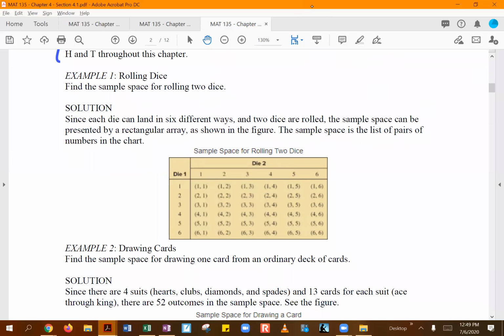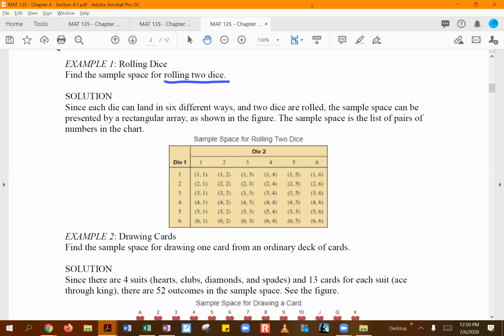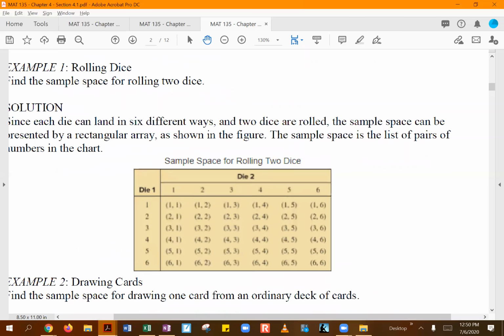So just like that, let's say they were asking us to find the sample space if we were going to roll 2 different dice over here. So of course we know each one of the dice has 6 different outcomes. They could both land on a 1, they could both land on a 2. The first one could be on a 1, the second one could be on a 6. So you have all of these different combinations that you come up with. So we have to then list each one of these out.